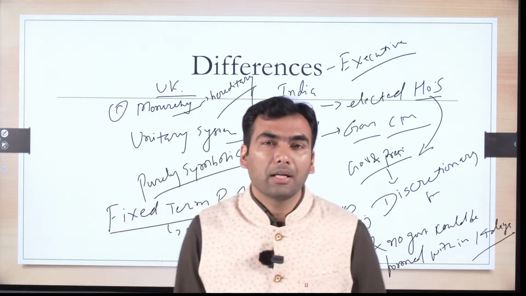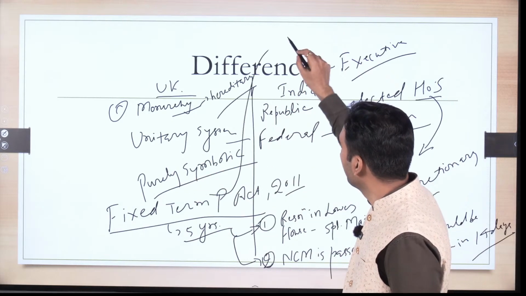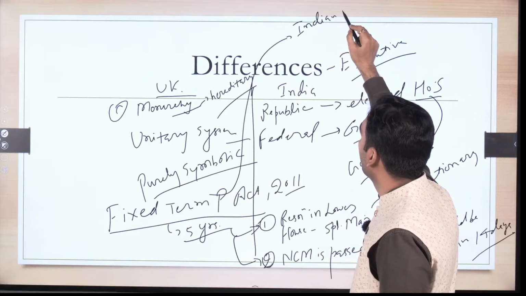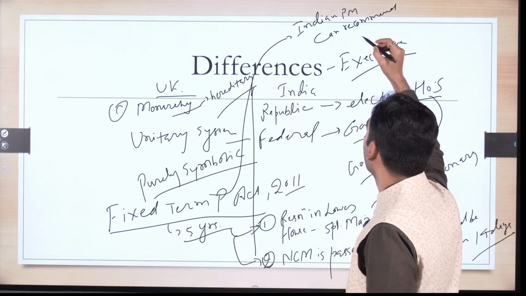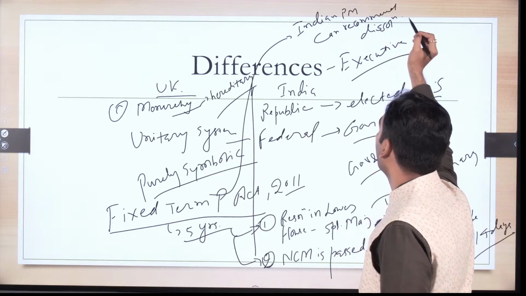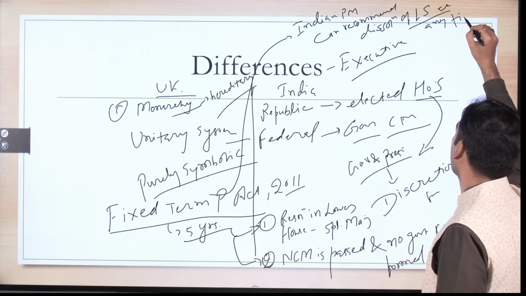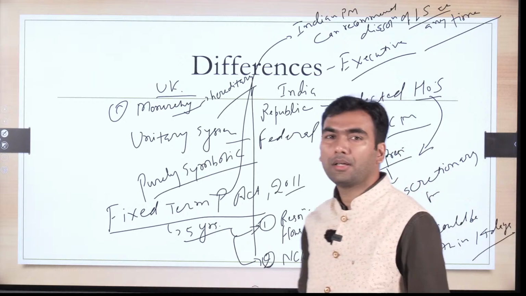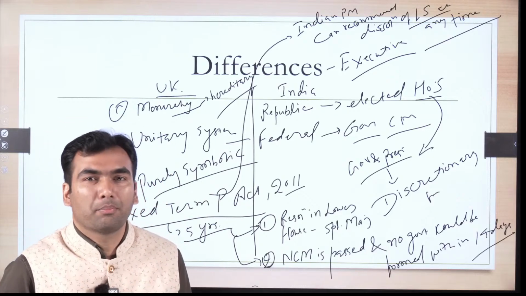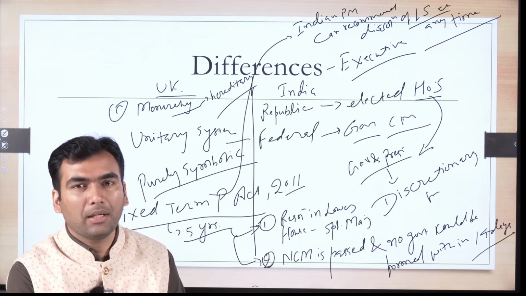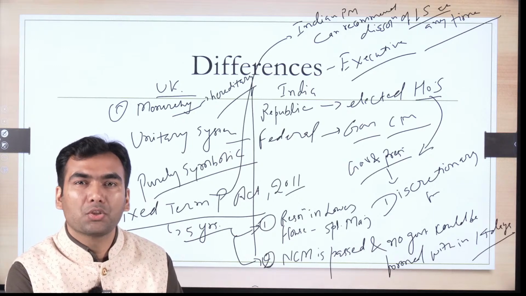As compared to this, opposite to this you have to write, Indian prime minister can recommend dissolution of Lok Sabha at any time. So whenever the Indian Prime Minister is enjoying confidence in the House, he can recommend dissolution of the House. So today, if Prime Minister Narendra Modi wants a fresh election to be conducted, he can recommend to the President that please dissolve the House, and the President would be obliged to do so.